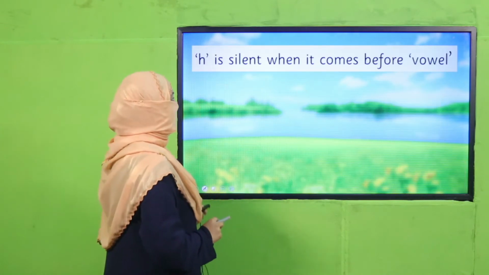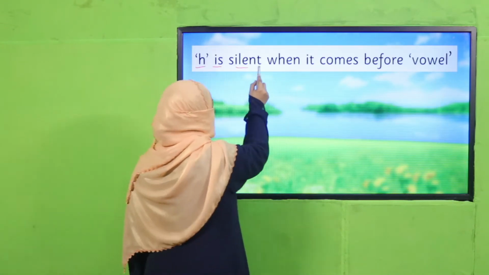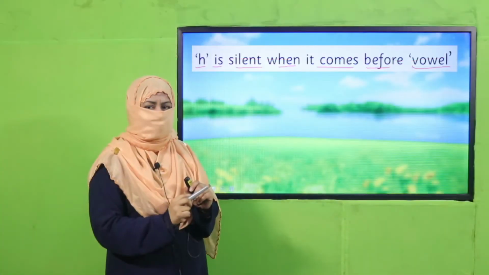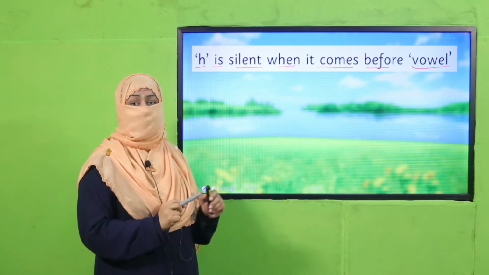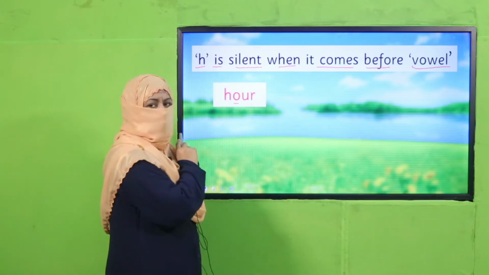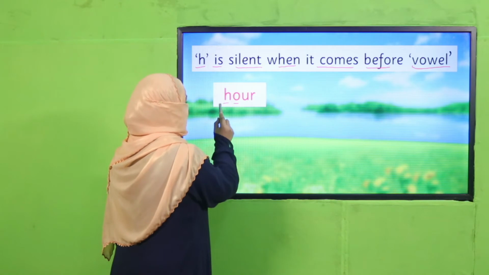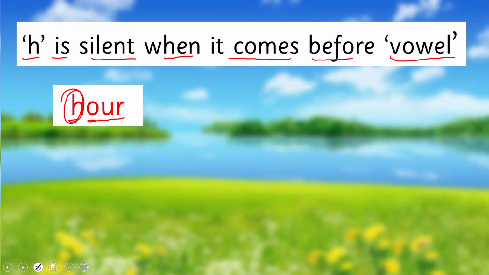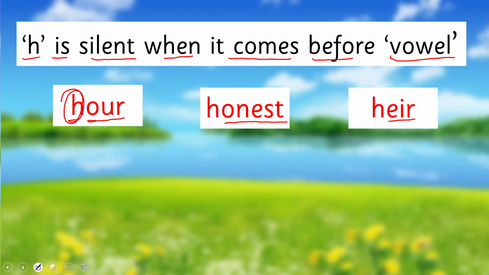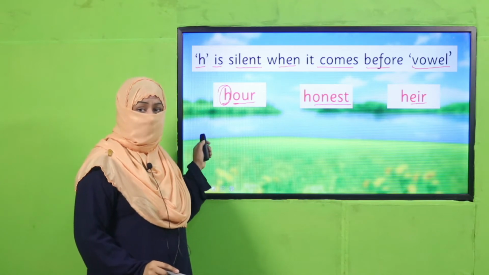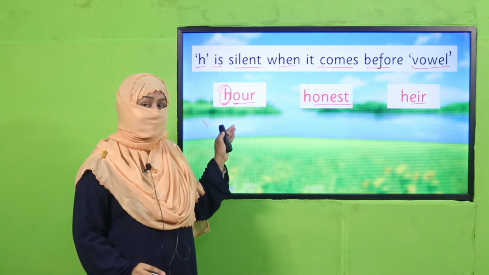All right. Now, the third thing is H is silent when it comes before a vowel. If right after H there is a vowel sound, we don't pronounce this H. And how do we say the word? Now you see, this is a vowel and H is before this. This H is mute and the sound is hour. Honest. Now in these words, because we are not pronouncing H, why? Because the next sound is a vowel sound.